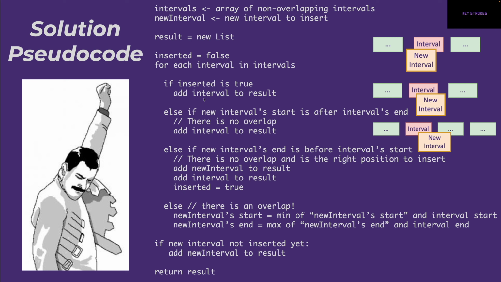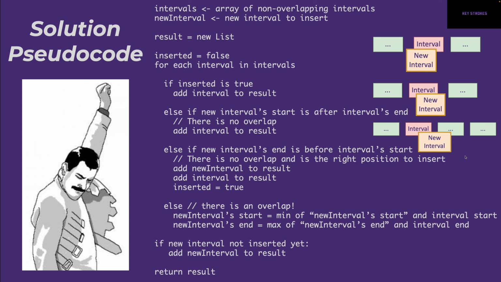So these are all the cases that we go through while we are processing the intervals. But even then, if the new interval was not inserted yet, then that means it needs to be inserted towards the end. And that's what this check is about. If it's not inserted yet, we just add it to the result and then we return the result that we have been working on so far.